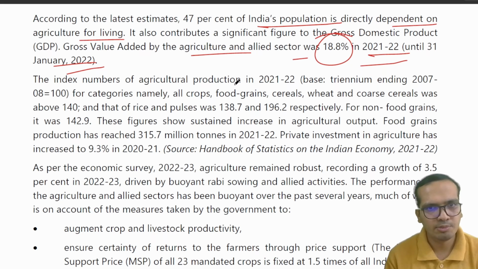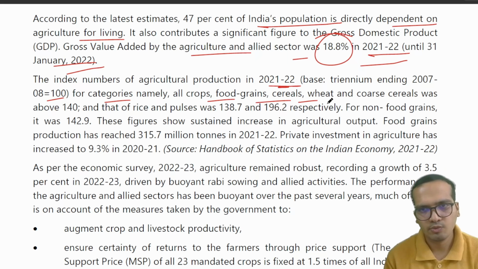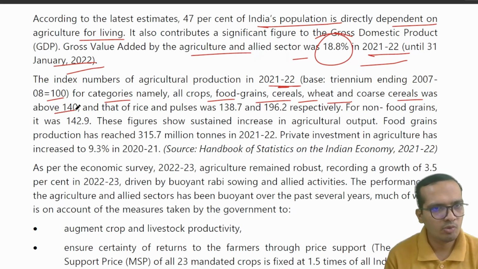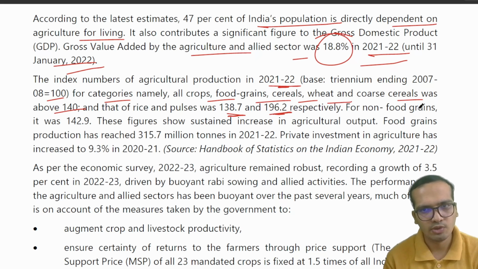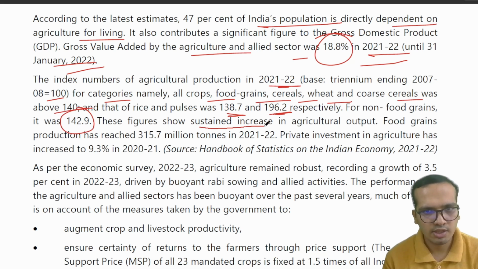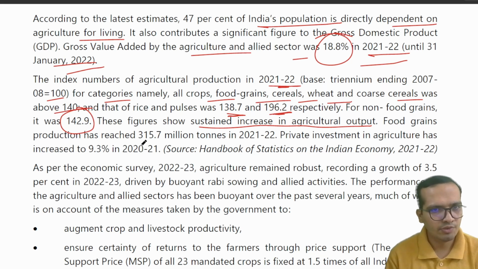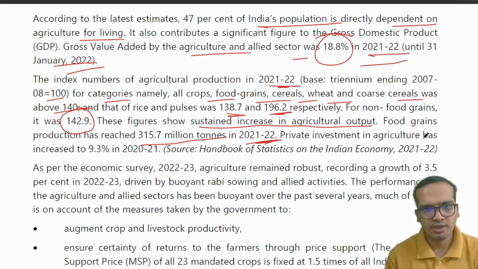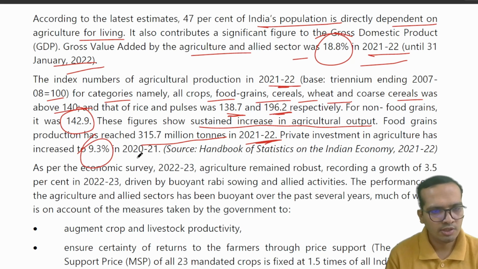The index number of agriculture production in 2021-22, based on the triennium ending 2007-8 as 100, for categories namely all crops, food grains, cereals, wheat, and coarse cereals were above 140, and the rice and pulses were 138.7 and 196.2 respectively. For non-food grains, it was 142.9. These figures show sustained increase in agriculture output. Food grains production has reached 315.7 million tons in 2021-22. Private investment in agriculture has increased to 9.3% in 2021.